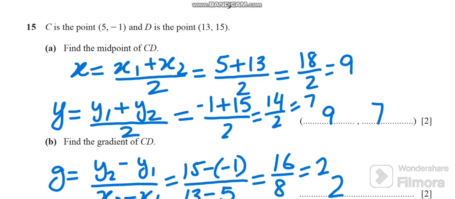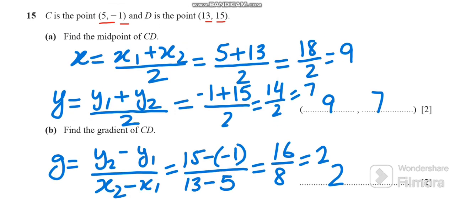Question 15 states C is the midpoint, the point (5, -1), and D is the point (13, 15). Calculate the midpoint. So the midpoint of CD is calculated as half of the x value. x is equal to x1 plus x2 divided by 2, and that is 9. Whereas for the y-axis it is minus 1 plus 15 divided by 2, that is 7. So the midpoint of CD is (9, 7).